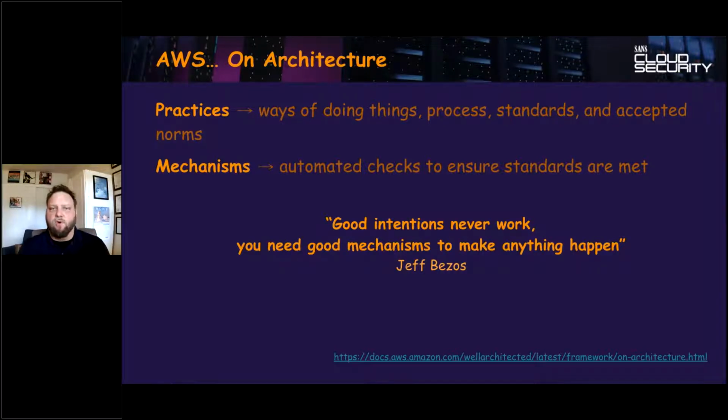Jeff Bezos is quoted as saying, "Good intentions never work. You need good mechanisms to make things happen." This means replacing humans' best efforts with mechanisms that check for compliance with rules or processes. Guardrails is what I think of with that. We talk a lot about guardrails and paved roads in cloud.